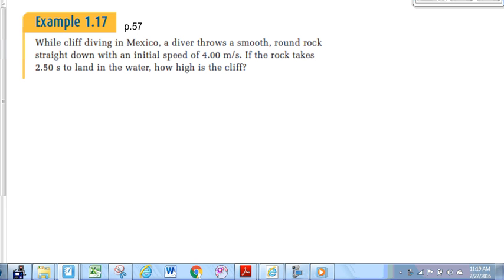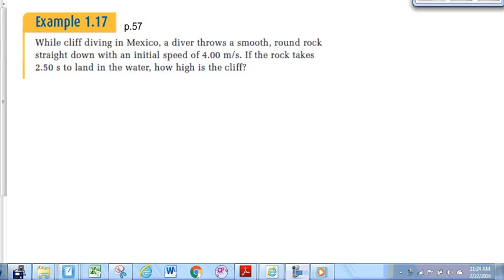Example 1.17 on page 57 says, while cliff diving in Mexico, a diver throws a smooth round rock. They're saying it's a smooth round rock to suggest that there's basically no air resistance. If it's rough, if it's wide, if it's a piece of paper, there might be air resistance. In all of these problems, by the way, we'll assume no air resistance, because usually it's a close enough assumption. Throw it straight down with an initial speed of 4 meters per second. The rock takes 2.5 seconds to land in the water. How high is the cliff?